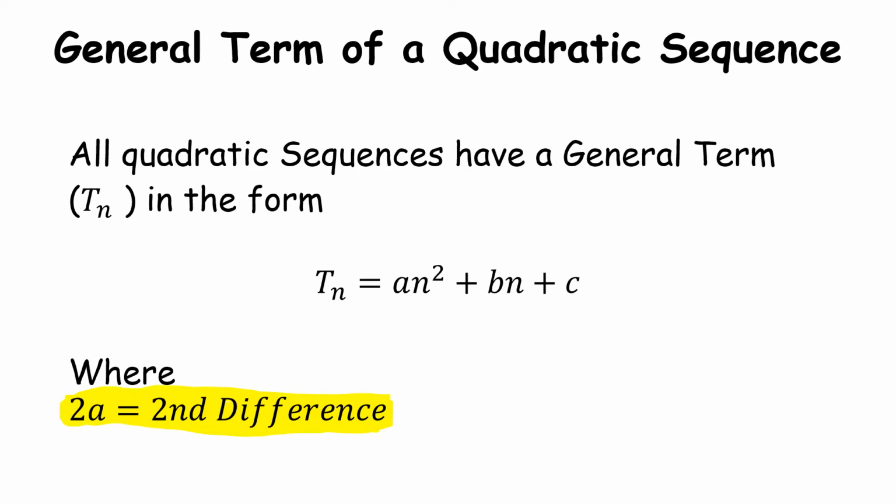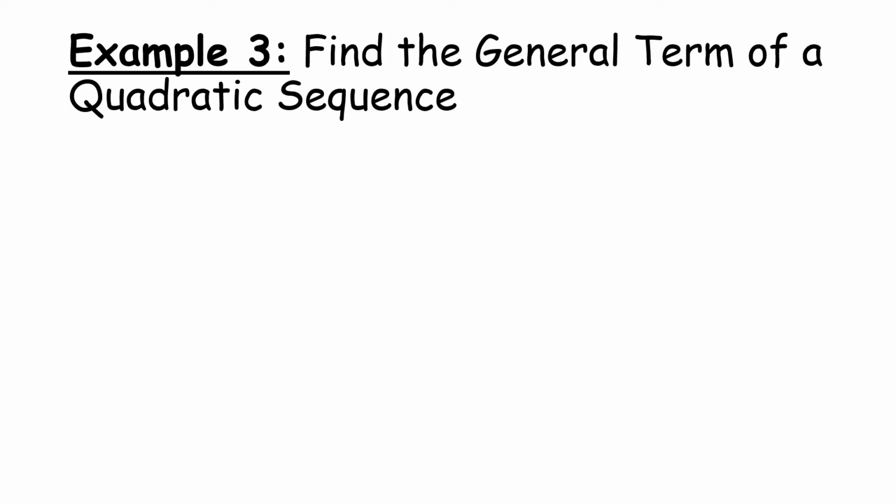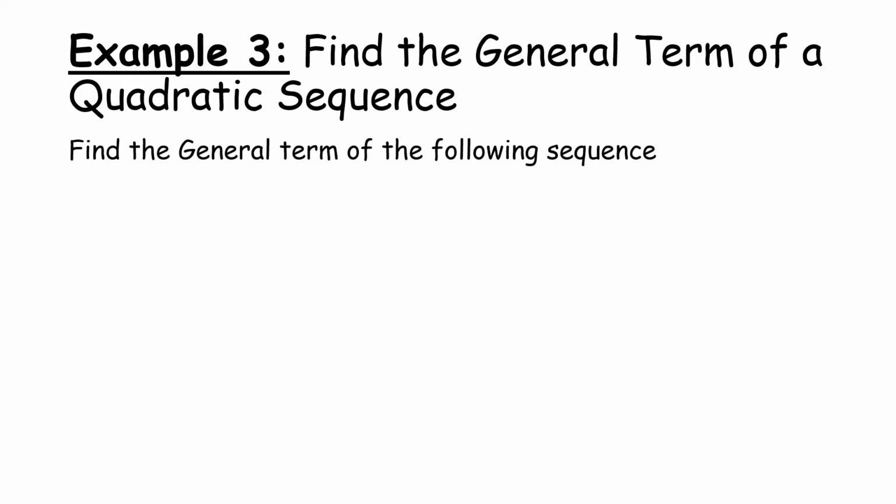This question is actually quite a difficult one because of everything which is involved in it. We do see it appear on the paper, so it's important that you remember this formula here and also this key piece here, that 2a is equal to the second difference. So now let's look at an example to find the general term of a quadratic sequence. Find the general term of the following sequence: 2, 8, 18, 32 and 50.